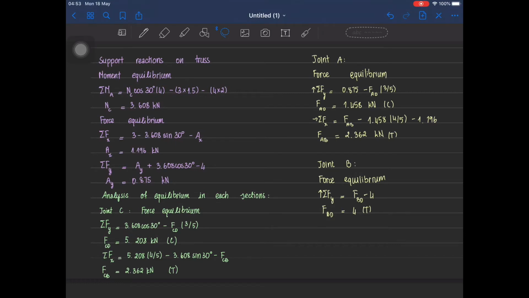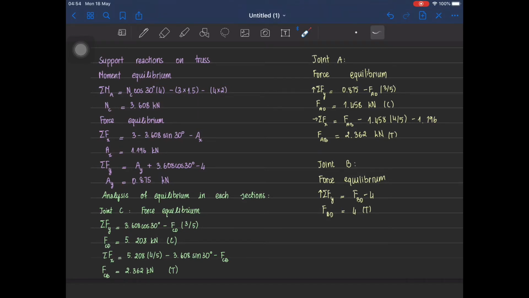But here we have the support reactions on the truss. It's like the overall stuff here, how to make it equilibrium. So we have to determine the moment because there are three missing parts, right? The NC here and the AY and AX here, as you can remember. So we have to find the NC, the AX, and the AY.